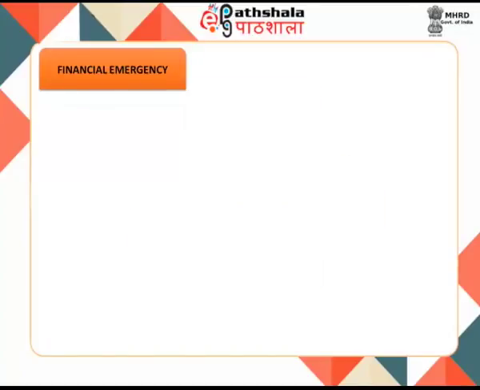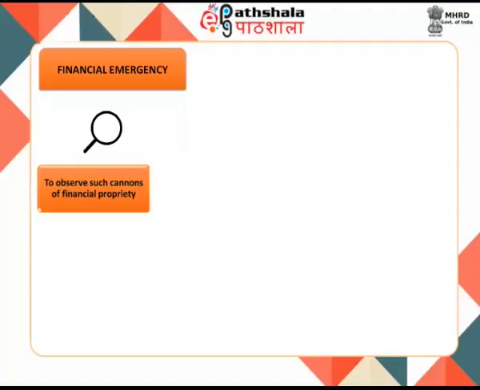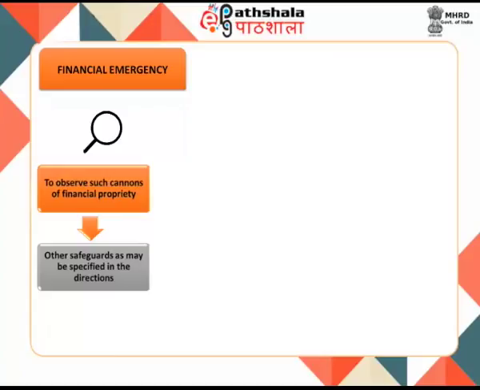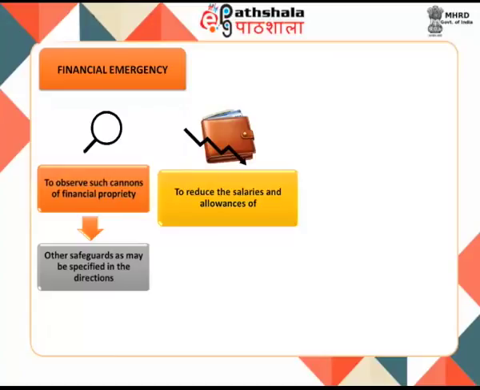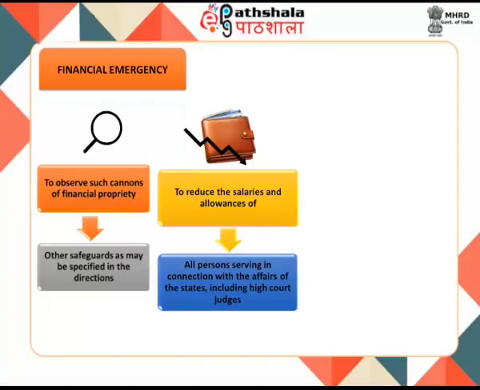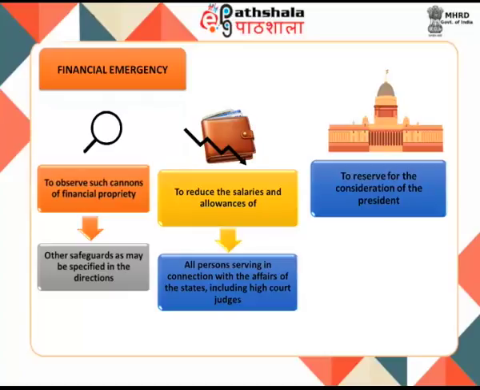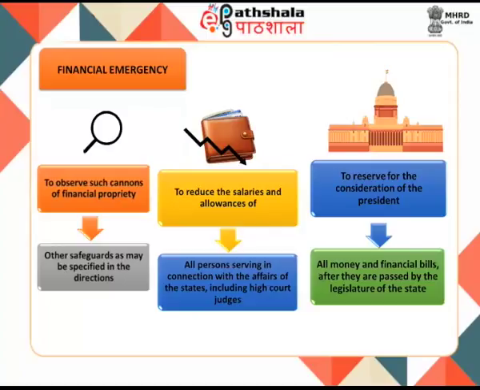In case of financial emergency, Article 360(1), if such an order is made by the President, it shall be competent for the Union to give directions to the states to observe such canons of financial propriety and other safeguards as may be specified in the directions, to reduce the salaries and allowances of all persons serving in connection with the affairs of the states, including High Court judges, and to reserve for the consideration of the President all money and financial bills after they are passed by the legislature of the state.